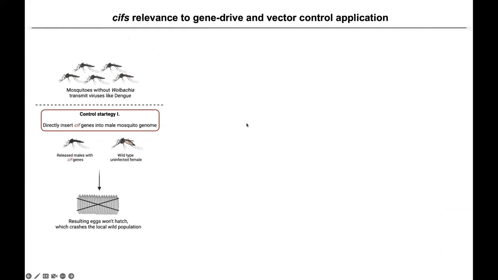So with that, now that we know we have CIF genes and we know the mechanism, how is the CIF mechanism applicable to gene drive and vector control applications? We suggest that in a population that has mosquitoes without Wolbachia, these mosquitoes have the ability to transmit viruses like dengue. In one control strategy, what one can do is directly insert the CIF genes into the male mosquito genome. When you release the males with incorporated CIFs, they will mate with the wild-type uninfected female, resulting in embryonic lethality and crashing of the local wild population, as we talked about before.